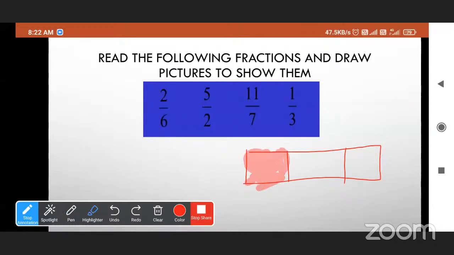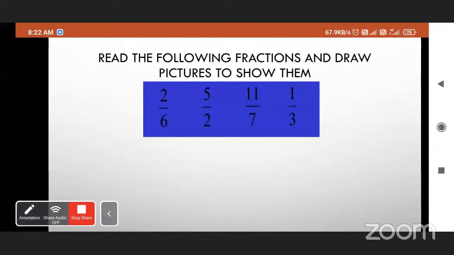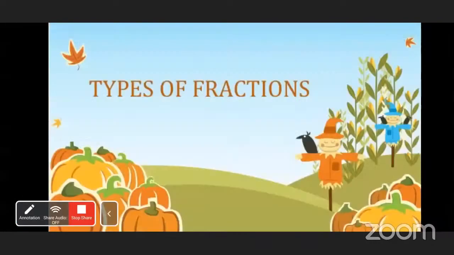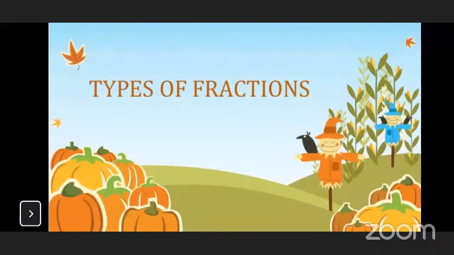Okay, now we cannot show 5 upon 2 and 11 upon 7 in a single diagram. So see, these are improper fractions, and 2 upon 6 and 1 upon 3 are proper fractions. Now we will see it in detail. See here, our today's topic is types of fraction.